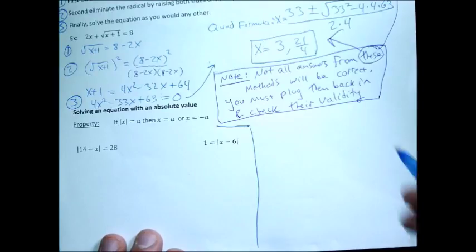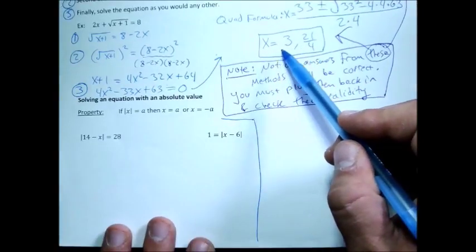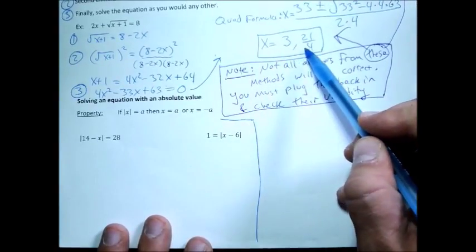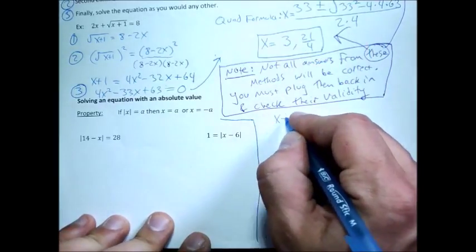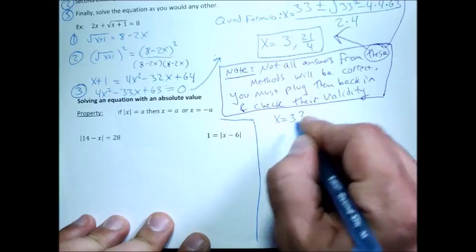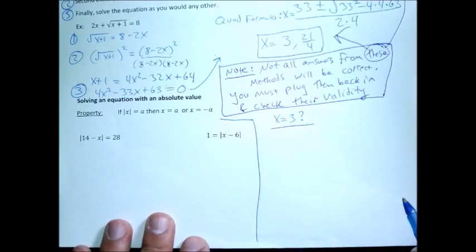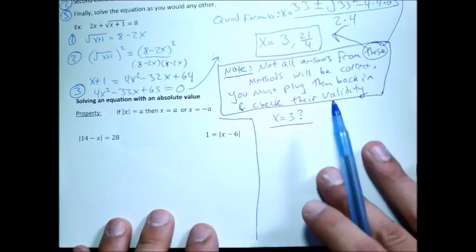But I'm going to check these two answers here. I think the solutions to this are x equals 3 and x equals 21 over 4. Let's see if that's true. So x equals 3, and I'm going to put a question mark because I'm not quite sure if it's true or not yet. I'm going to plug it back into the original equation.